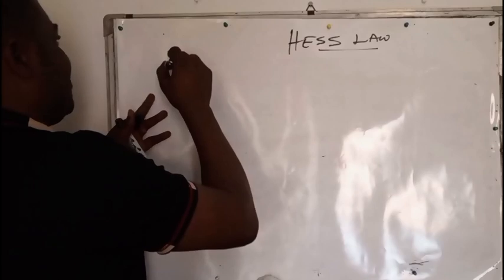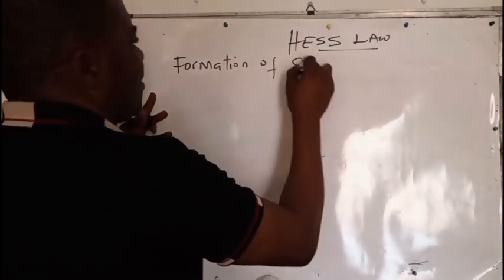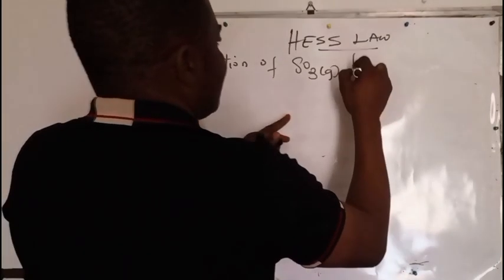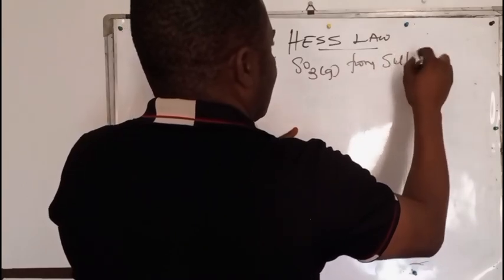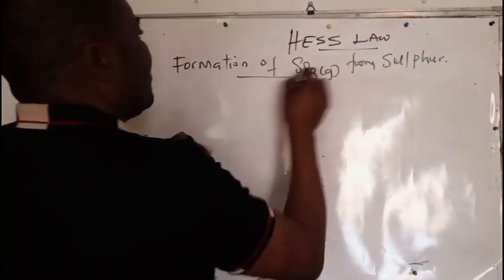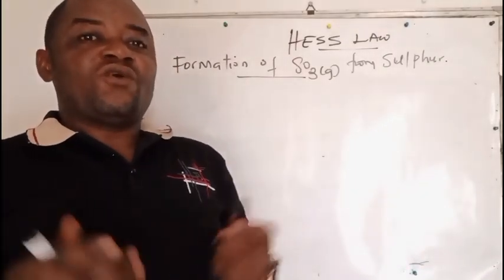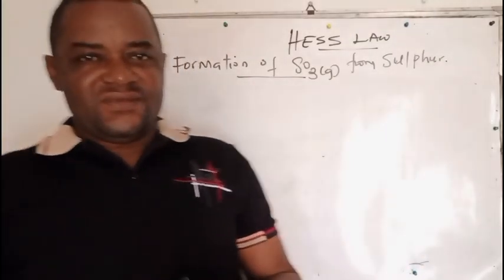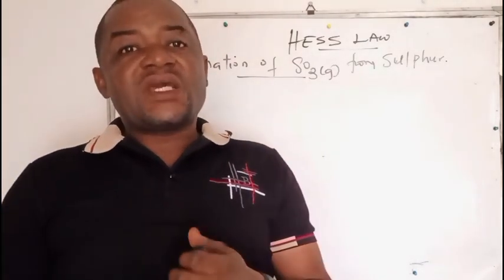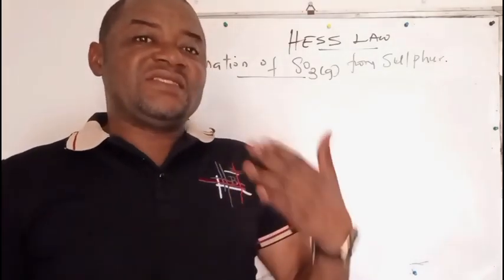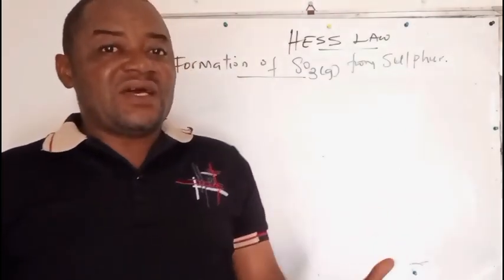Let us look at the formation of sulfur trioxide gas from sulfur. Now, you know that you can ordinarily react sulfur with oxygen, depending on the number of moles of oxygen, and you can get sulfur trioxide gas. But you can also follow the different steps of the formation of sulfur trioxide to arrive at sulfur trioxide.